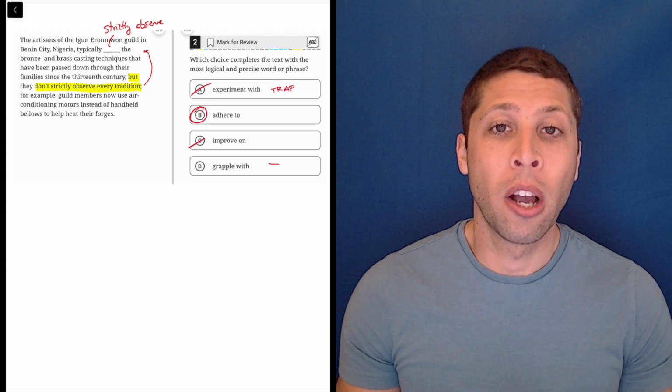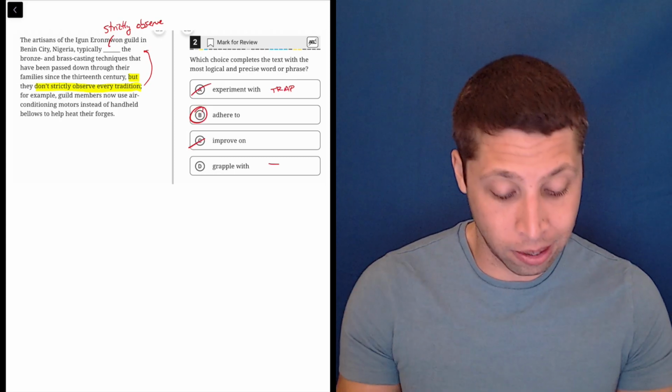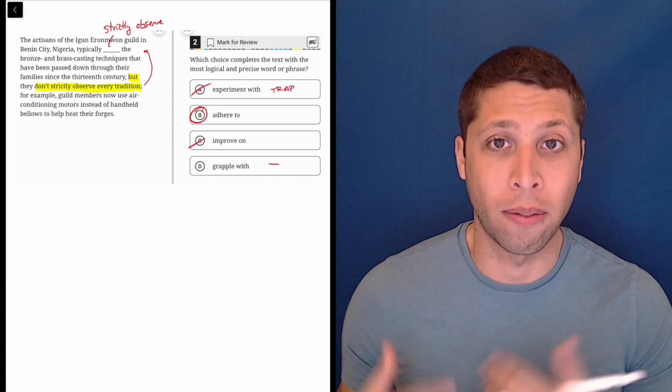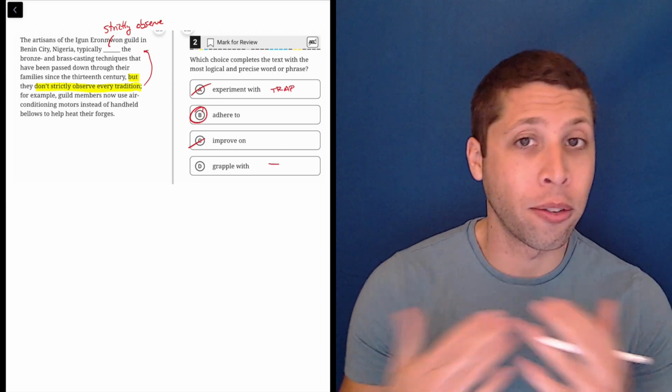So you have to notice when they do those kinds of shifts, because like choice A, they're going to give you the answer that you would get if you didn't notice the shift, if you wanted to continue an idea rather than show a contrast.